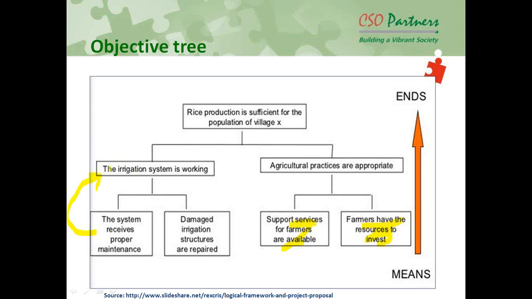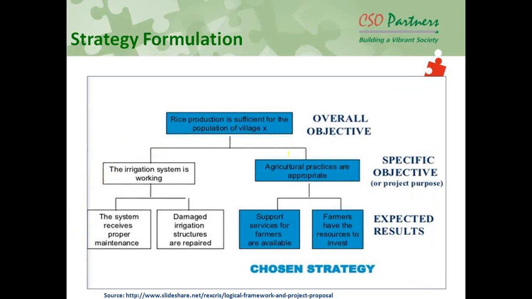Now if the irrigation system is working and the agricultural practices are appropriate and they are applying them, because now they have the knowledge and the money to apply, we assume that if these two happen together, there would be an increased production of rice in that particular area.